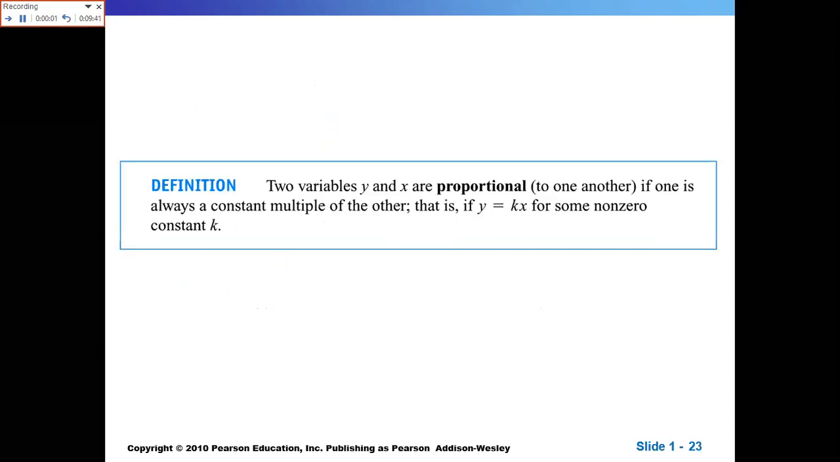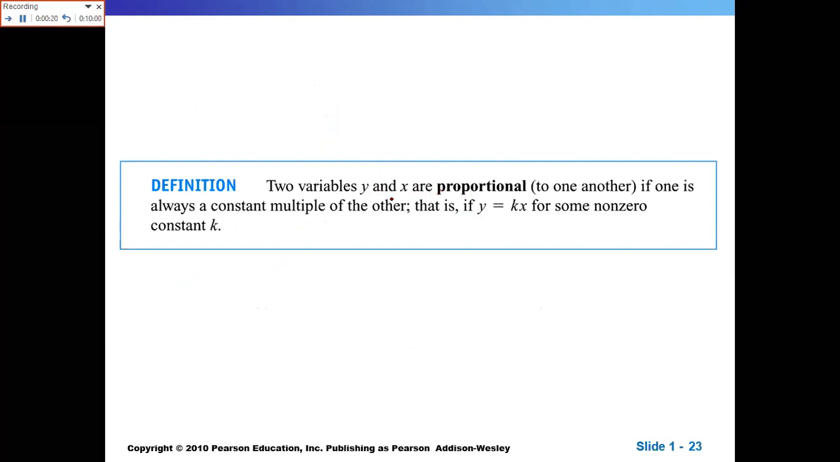Okay. Two values x and y are proportional. Proportional يعني ايش؟ ها؟ Proportional يعني ايش؟ يتناسب Yes, ما شاء الله. تبارك الله تبارك الله ما شاء الله عليك.